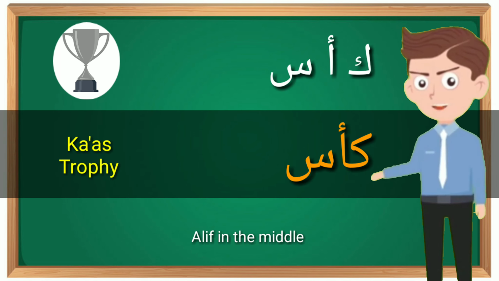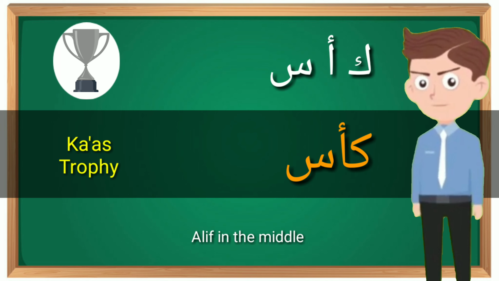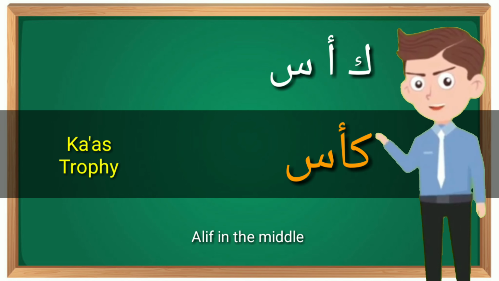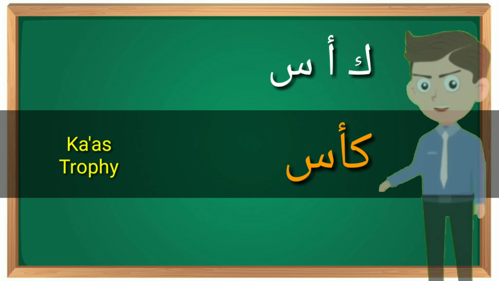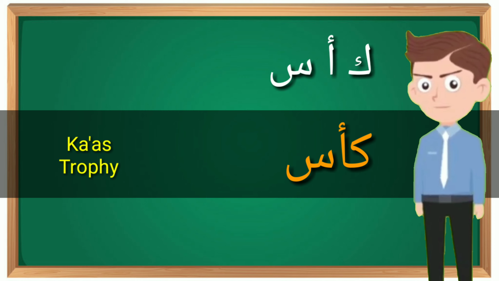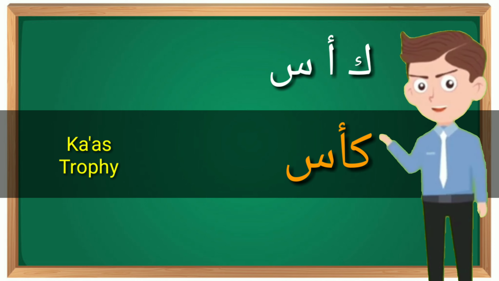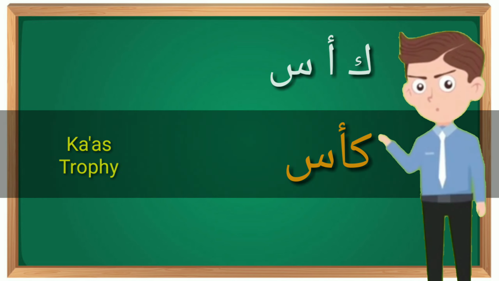Here you can see the shape of alif in the middle. We can join alif with the letter before because the first letter kaf is not a naughty letter. But we cannot join alif with the next letter sin because alif is a naughty letter. So we can read it ka'as, ka'as.